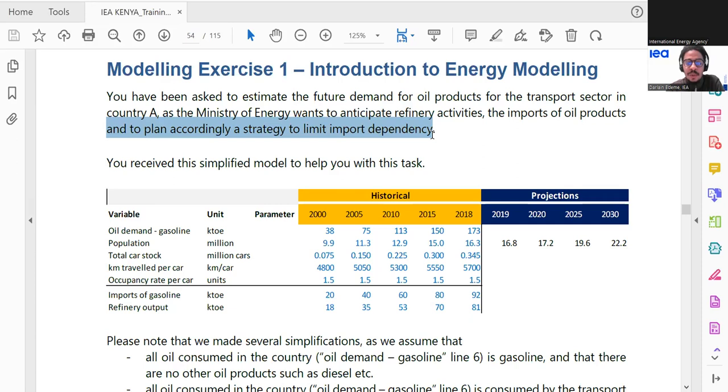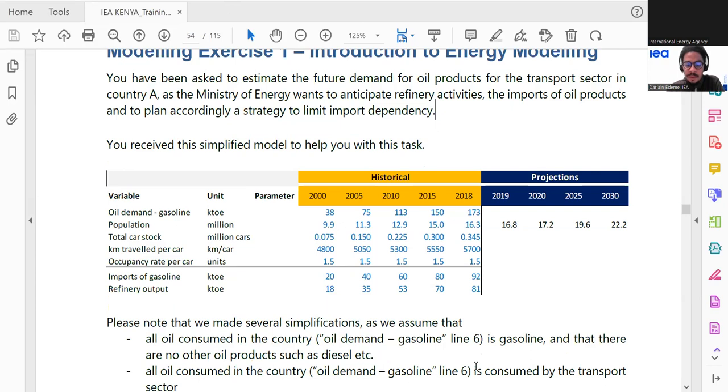This is really a real case scenario, especially if we think about the implications for the oil and gas sector with the conflict that we are living through here in Europe. So it's a really relevant exercise. I will try to jump from the Excel file to the PDF file so that you can see it.